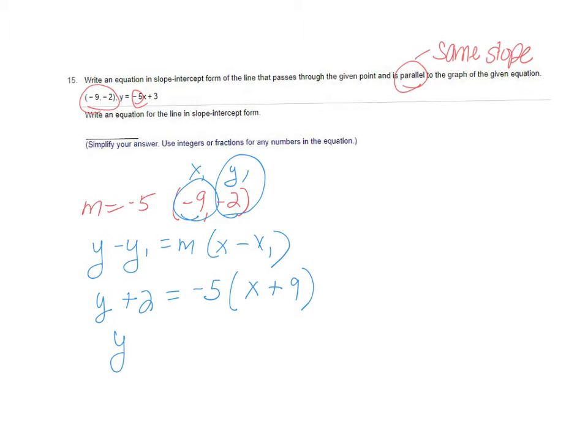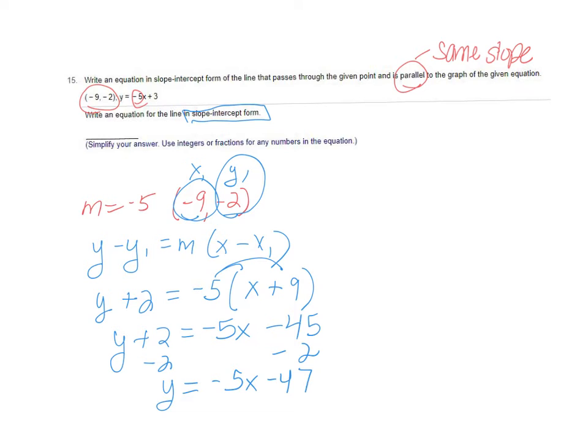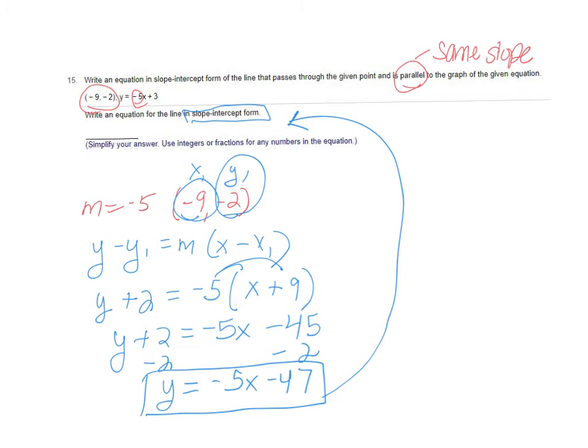And now it asks us to write this into slope-intercept form. So we're going to solve for y. We're going to do the distributive property here: -5x minus 45. And then working with inverse, we see a +2. We're going to subtract 2. And we'll have y equals -5x minus 47. And that would be our answer in slope-intercept form.